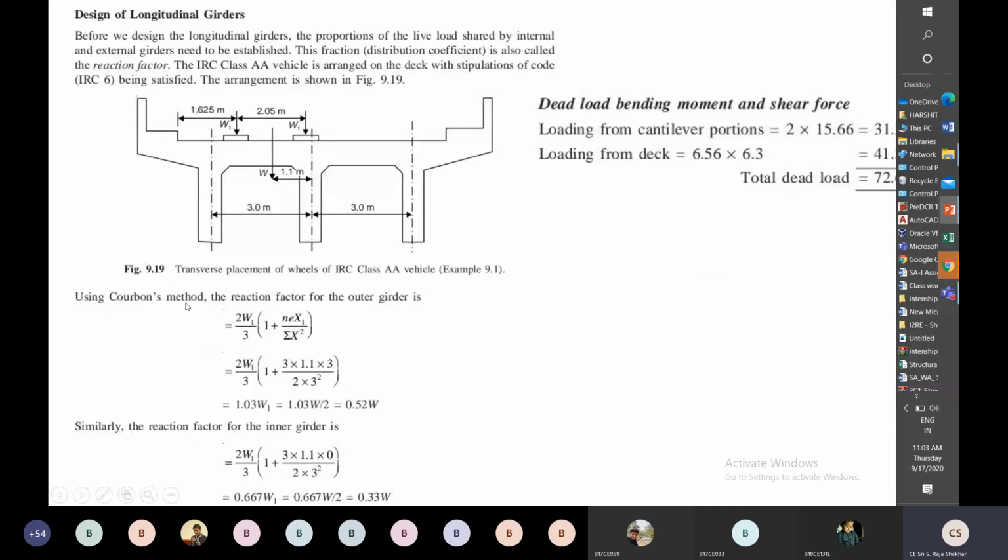So using Courbon's method, the reaction factor for the outer girder, these are the two outer girders. If you see this T-beam bridge, it is a symmetrically loaded bridge, symmetrical about the y-axis. That means the distance between the two outer girders is the same. Here the distance from inner girder to outer girder is 3 meters, and inner girder to the other outer girder is also 3 meters. So for the calculation of this, it is very easy.